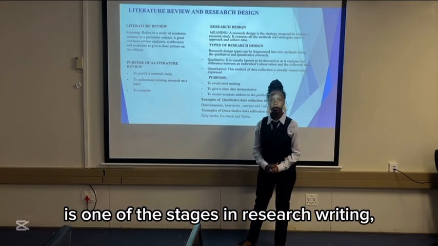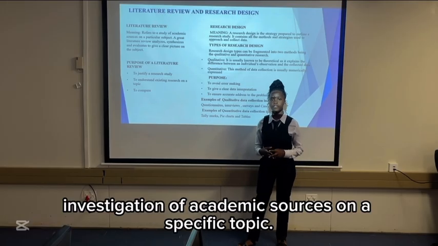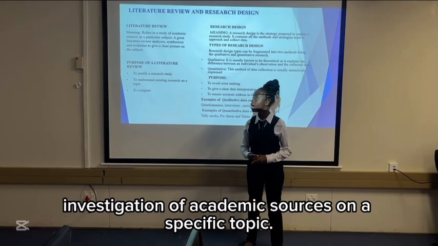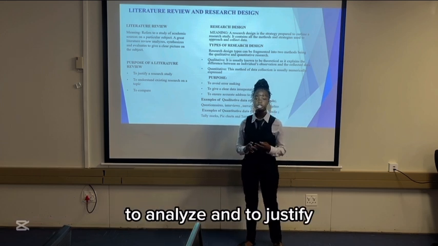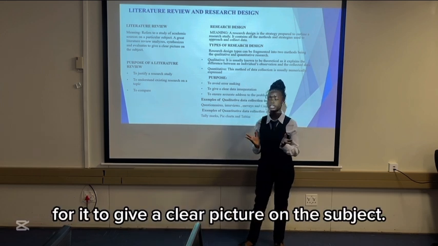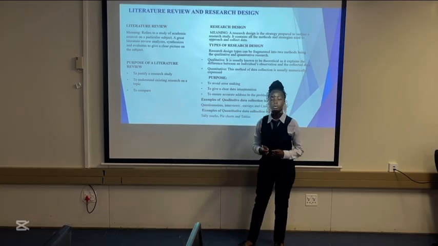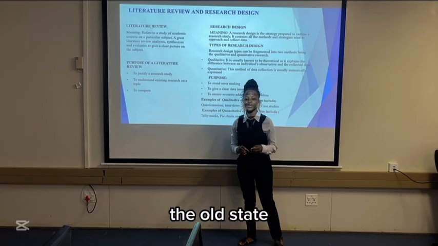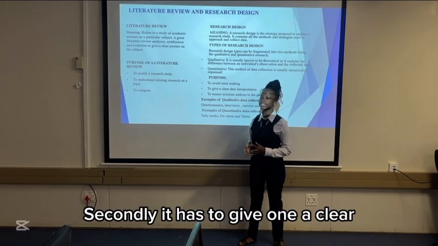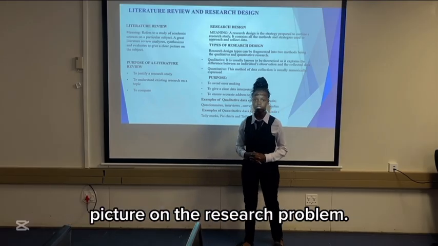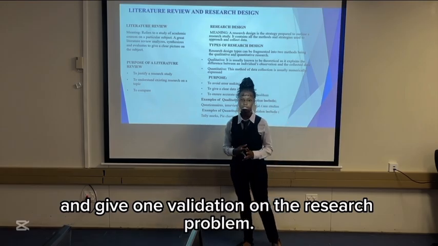Up next is a literature review. A literature review is one of the stages in research writing. It refers to a study or investigation of academic sources on a specific topic. For one to have a good literature review, it has to synthesize, evaluate, analyze, and justify for it to give a clear picture on the subject. Purposes of a literature review. Firstly, it has to compare the old state of the research study with the new state of the research study. Secondly, it has to give one a clear picture on the research problem. Lastly, it has to justify and give one validation on the research problem.